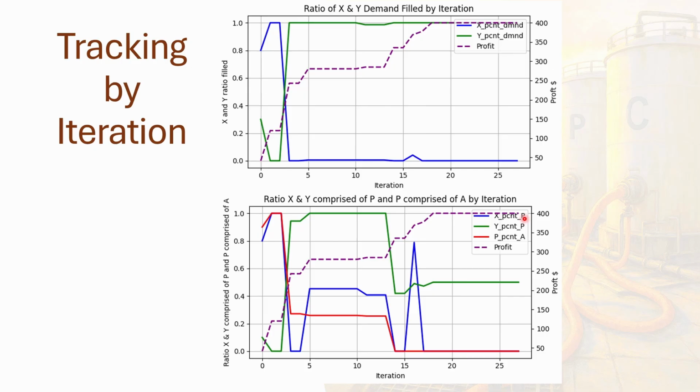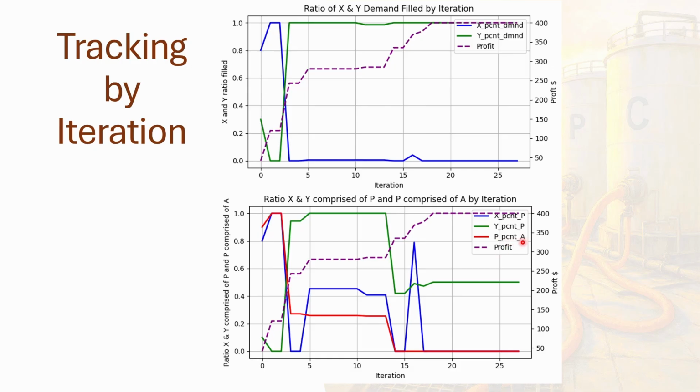The percent of P in X and the percent of P in Y. And so that is shown here, the percent P in Y. As you can see, we started out very low and it jumped up, and finally it came down to about 50% as the remainder to fill Y is coming from C. And this is how we wound up with the profit of 400.